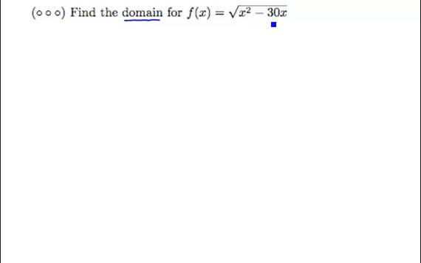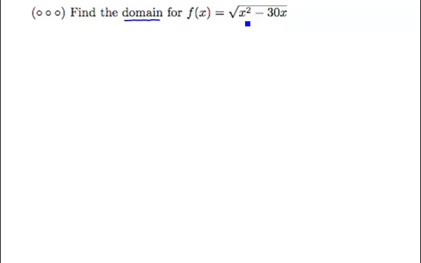Other roots share this, but not all of them. Odd roots, if we were taking the cubed root or the fifth root or the seventh root, etc., there is no domain restriction. Any value can be handled. So one of the things we need to notice is that this is an even root, a square root, or a fourth root, or a sixth root, etc. Any of those cannot handle negative values. You cannot square a negative value and get something positive.